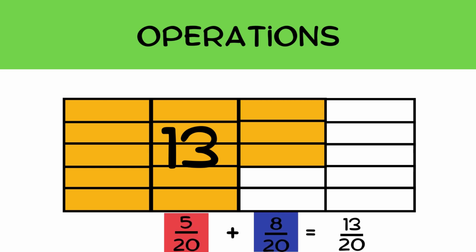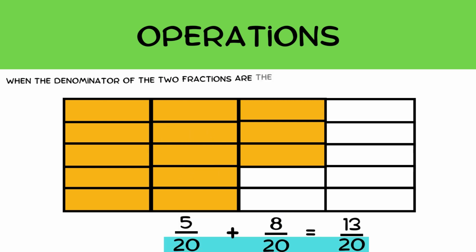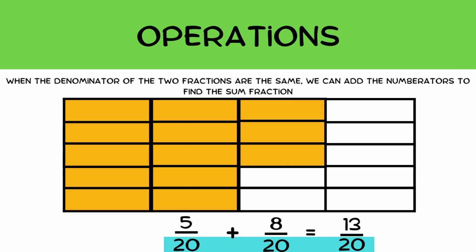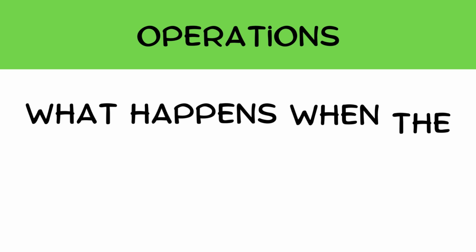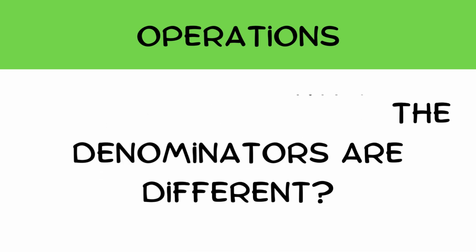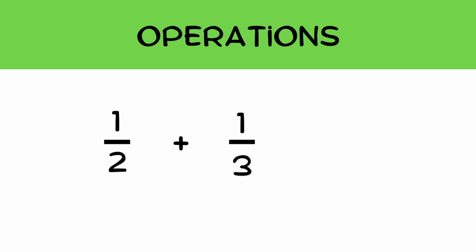What we can see from this explanation is that when the denominator of the two fractions is the same, we can add the numerators together to find the sum fraction. This concept is the same for subtraction. However, what happens when the denominator is different? Let's say we wanted to add a half to a third.